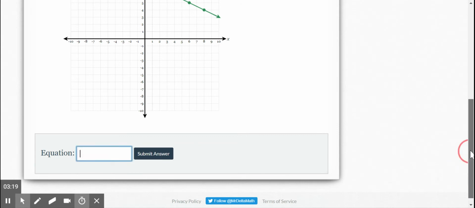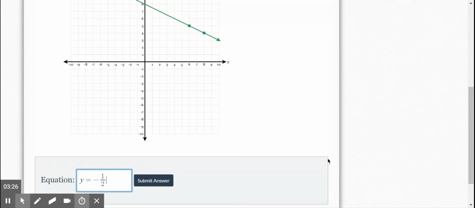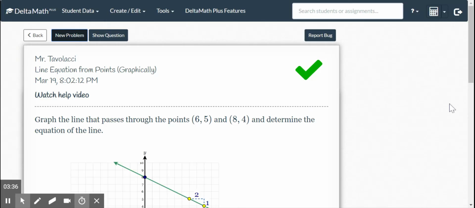Let me just go up top a little bit so I can see the y-intercept. All right, y equals negative 1/2 x. In this case, we have a positive y-intercept at 8. Looks good. And that is your Deltamath assignment.